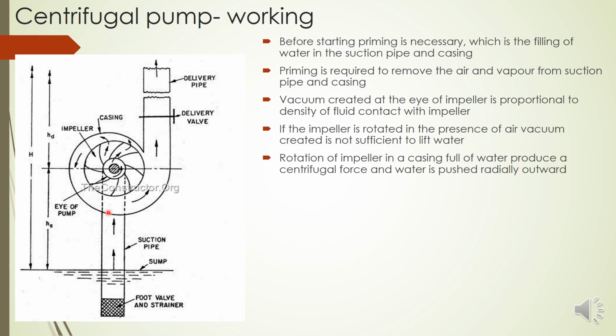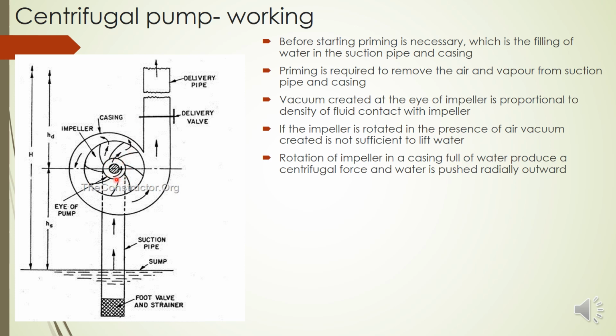Now suppose we are done with priming, and let us see how the working takes place. Now the suction pipe and impeller are full of water. We switch on the motor. The impeller will rotate and it will create a centrifugal force. The impeller is in circular motion and the water is in contact with it, so a centrifugal force is created, a reaction takes place, and water will be pulled radially outward. We already discussed that the centrifugal force is radially outward.